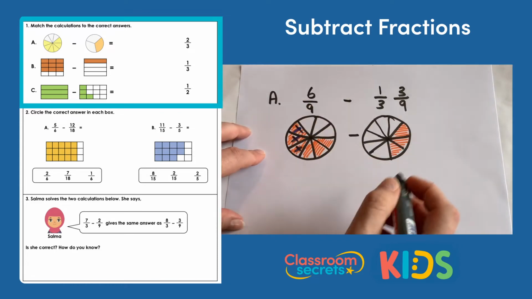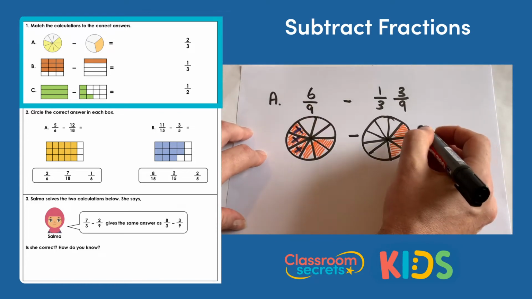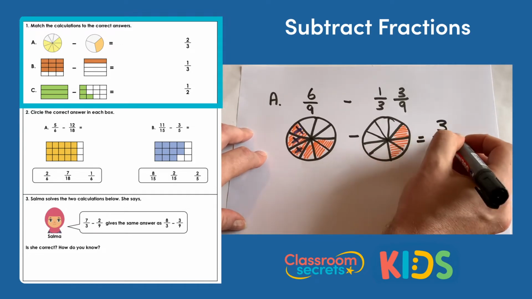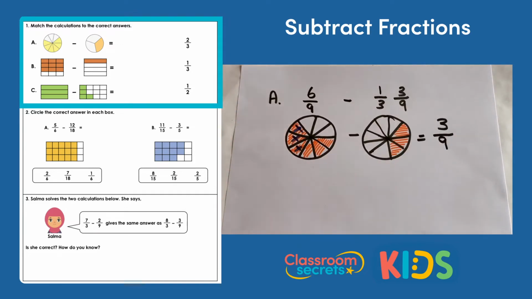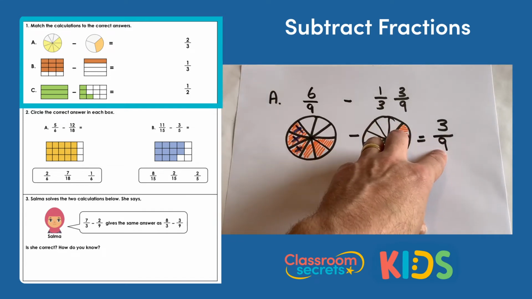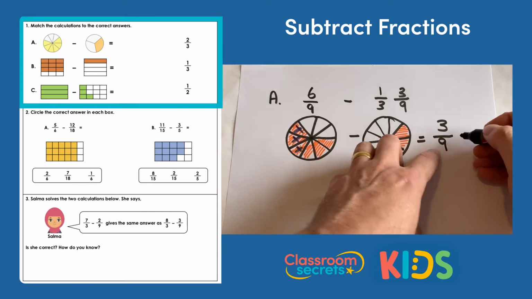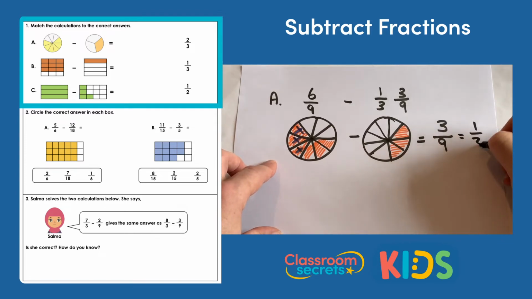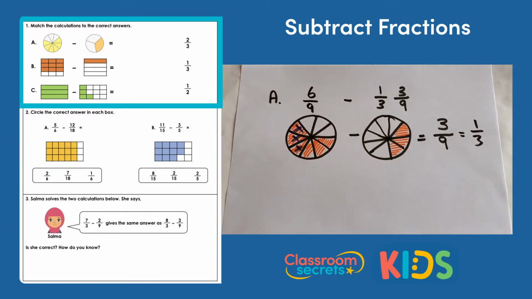So 6 ninths take away 1/3, or 3 ninths, is 3 ninths. And an equivalent fraction for 3 ninths, we can divide the numerator and the denominator by 3. So an equivalent fraction for that would be 1/3. So the calculation for A matches up to 1/3.